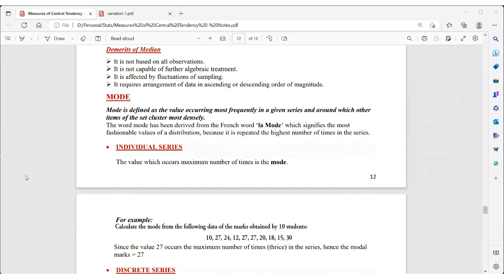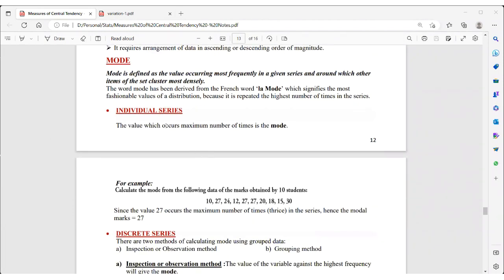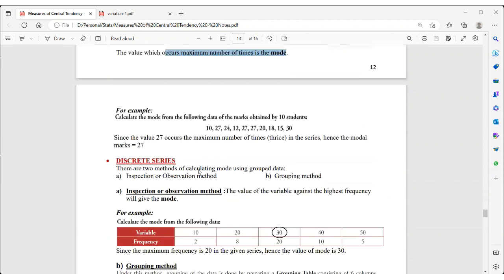Now, see the individual series. In the individual series, the value that occurs the maximum number of times is the mode. For example, in this example the values are the marks of 10 students: 10, 27, 24, and so on. The mode is 27. 27 occurs 3 times. Is any other number repeating 3 times or more? No. So 27 occurs the maximum number of times, and in this example the mode is 27.